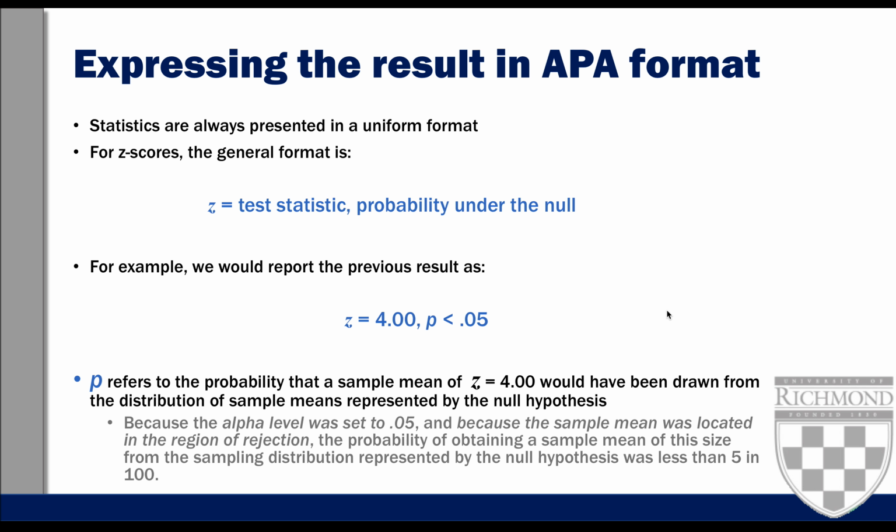So because the alpha level was set to 0.05 and because the sample mean was located in the region of rejection, the probability of obtaining a sample mean of this size from the sampling distribution represented by the null hypothesis was less than 5 in 100. That's a mouthful. It's completely summarized in this notation, right? So this is a very efficient way to communicate the results of our experiment.